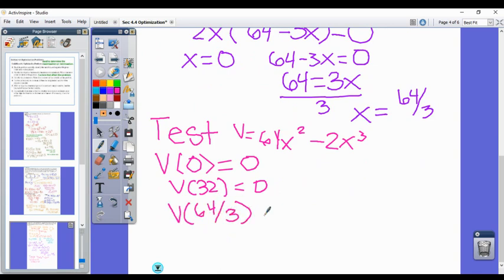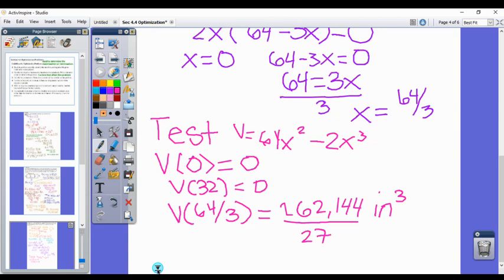Okay, so this one's going to be a little bit messy when we plug it in, but you will end up with 262,144 over 27, and that is inches cubed. Okay, so that is the greatest volume that I could possibly have.